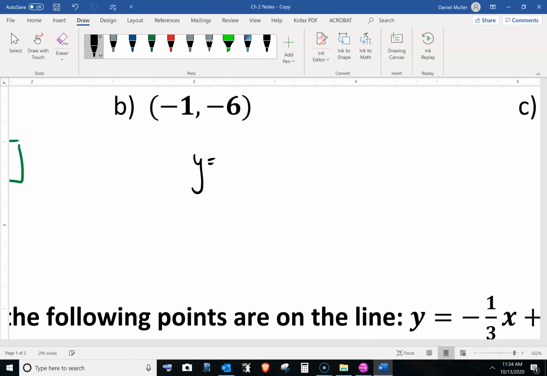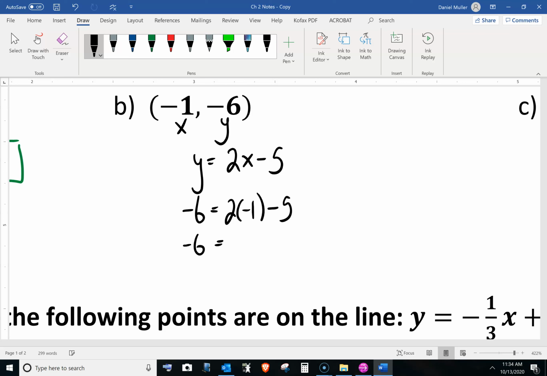Y is equal to 2x minus 5. So in this case, our x is there and our y is there. X is always first. So instead of y, it's negative 6, and 2 times x, where x here is negative 1, minus 5. There's nothing to do on the left. That just stays negative 6.